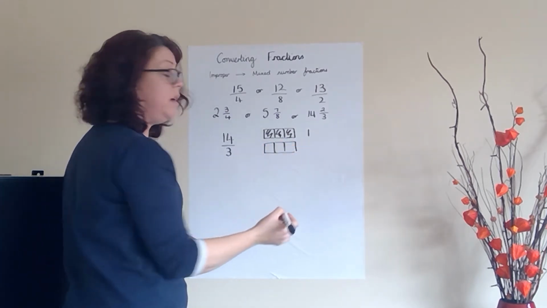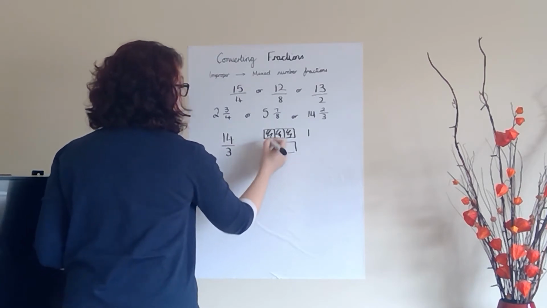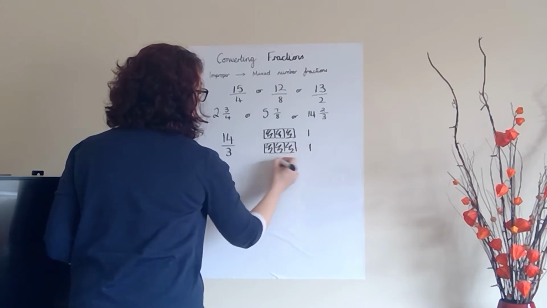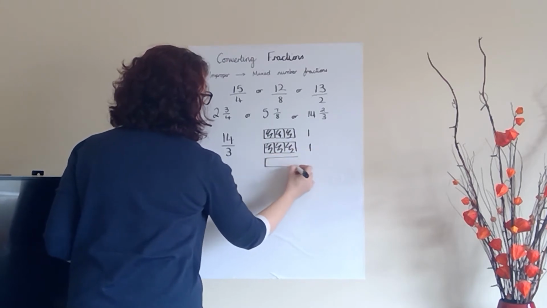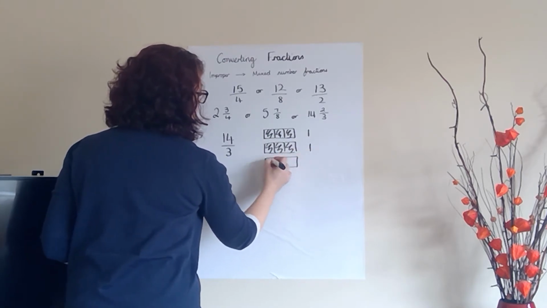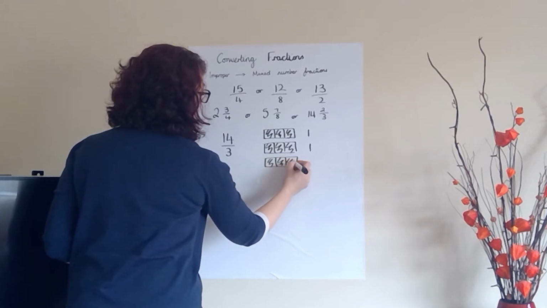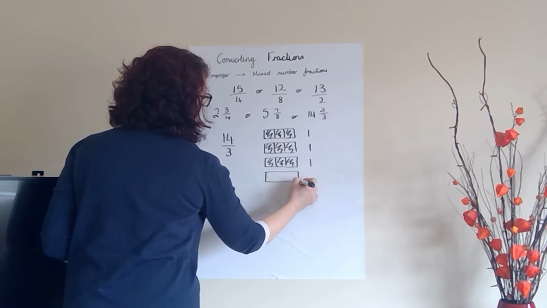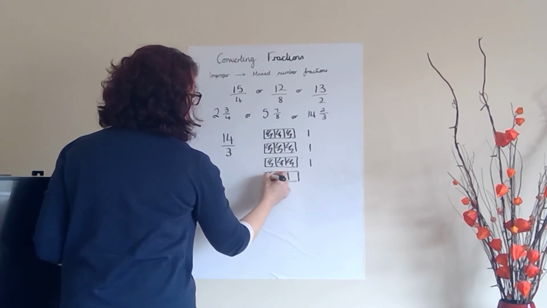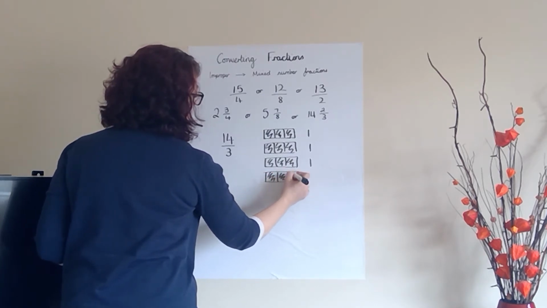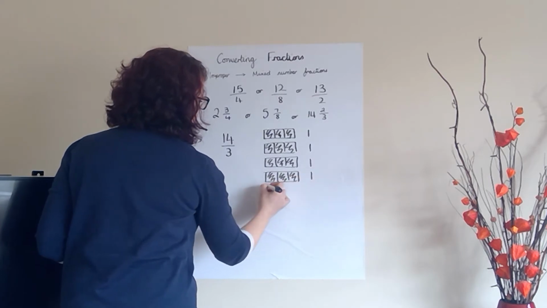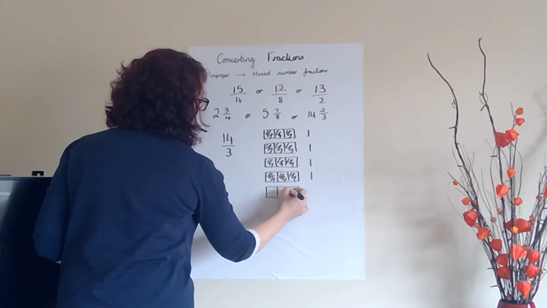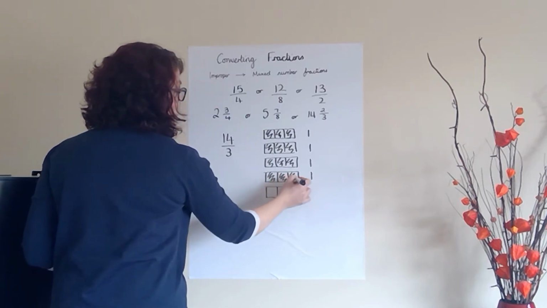Draw a second bar, because I've not hit my 14 yet. 1, 2, 3, 4, 5, 6, that's another whole. I can continue. 7, 8, 9, that's another whole. Still splitting it into 3 equal parts each time. 10, 11, 12, that's another whole. And then splitting another bar into 3 equal parts. Now I've got to 12 here.